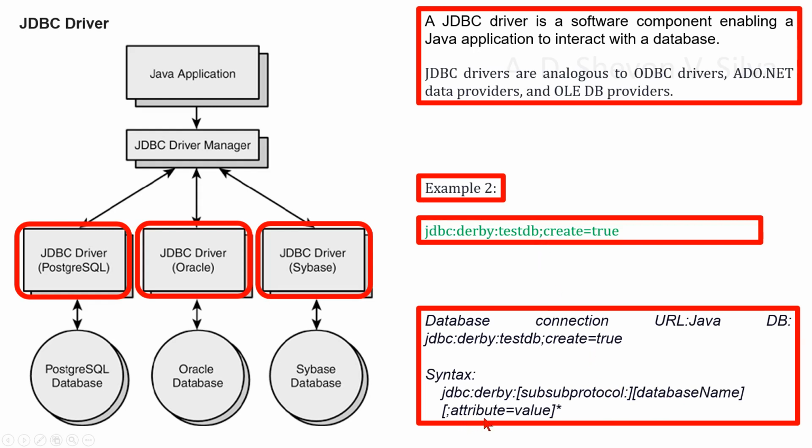Attribute equals value represents an optional semicolon-separated list of attributes. These attributes enable you to instruct Java DB to perform various tasks, including the following. Point 1, create the database specified in the connection URL. Point 2, encrypt the database specified in the connection URL. Specify directories to store logging and trace information. Specify a username and a password to connect to the database.